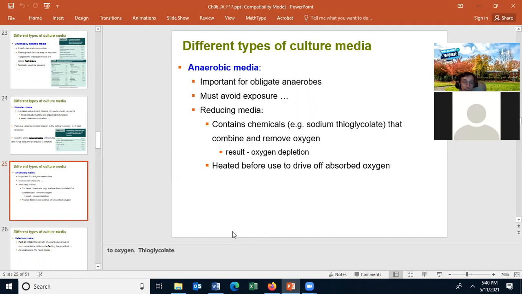These media are usually heated before use to drive off the absorbed oxygen when the media was made. And usually what we do is we just stick it in the autoclave because you want a sterile media, and that heats the media and pulls off the oxygen.